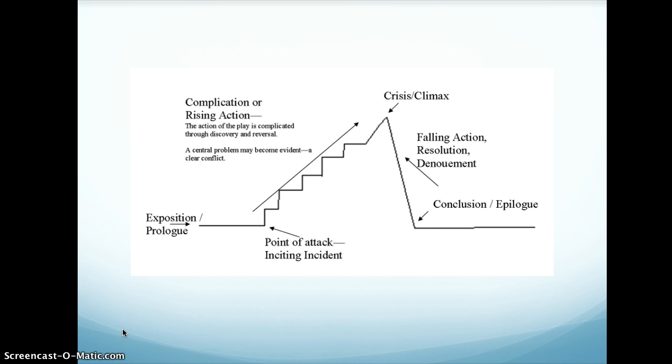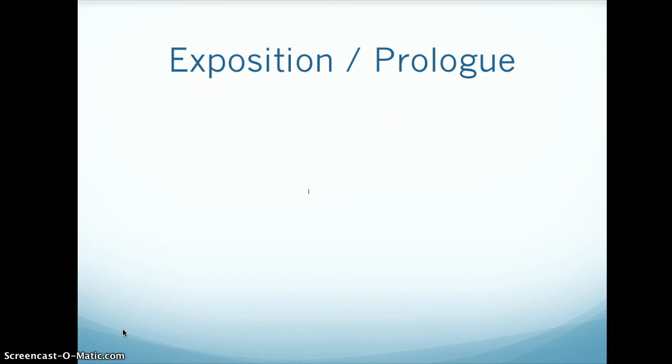Just a quick review. Okay, exposition. Sometimes it's a prologue, especially you'll see this in Greek tragedy. But for us in Trifles, let's think about it this way. It's information that sets the scene. It tells us that we're in the kitchen of a rural farmhouse in the middle of the winter. We find all that out.